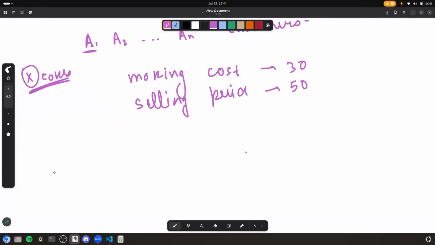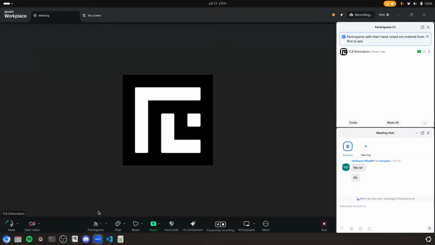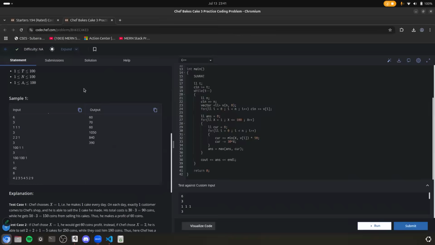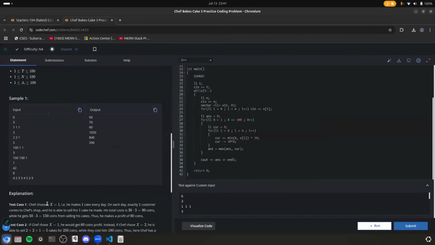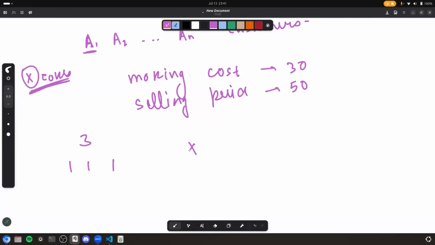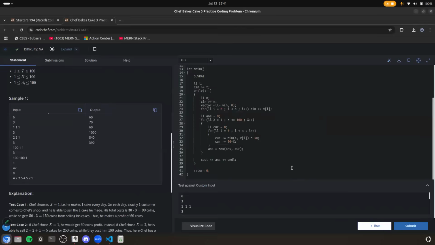So let's see the test cases. First test case is 3, 1 1 1. Basically we can choose X as 1, since then each customer will buy a cake on every day and that will maximize our profit. So the profit we'll get is, each day we spend 30 coins in making, so minus 30, and 50 coins we get after selling. So each day we'll get 20 coins and in 3 days we'll get 60 coins. So 60 would be the answer of the first case.